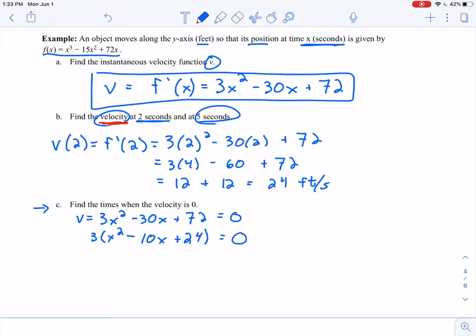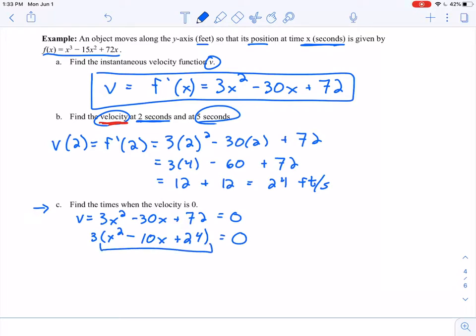Now the 3 right here isn't really going to be an issue. If I wanted to, I could just divide both sides by 3. On the left hand side, the 3's would cancel, and on the right hand side, 0 divided by 3 is just 0. But you don't necessarily need to show that work. I just get a lot of questions about that, so I wanted to make sure we address it. I'm really looking at this piece right here.